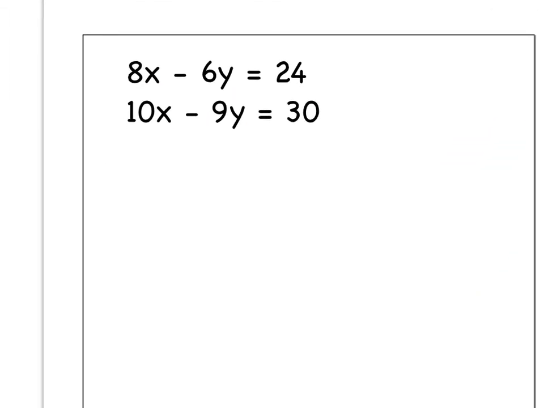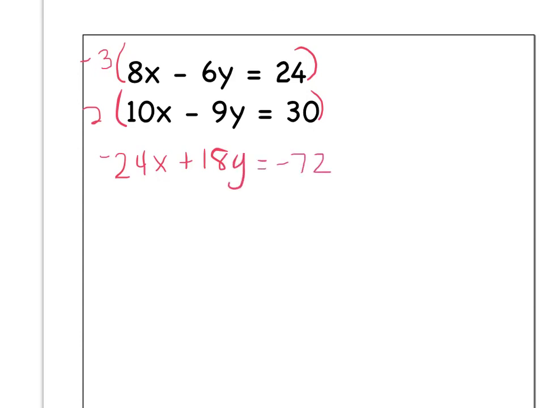Okay, I'm going to create opposites on this one. I could choose 18 for my y's. So what I'm going to do is multiply this one by a negative 3, because then we'd have a positive 18y, and then this one would be our negative if we multiply it by 2. So we've got negative 24x plus 18y equals negative 72, and we've got 20x minus 18y equals 60.